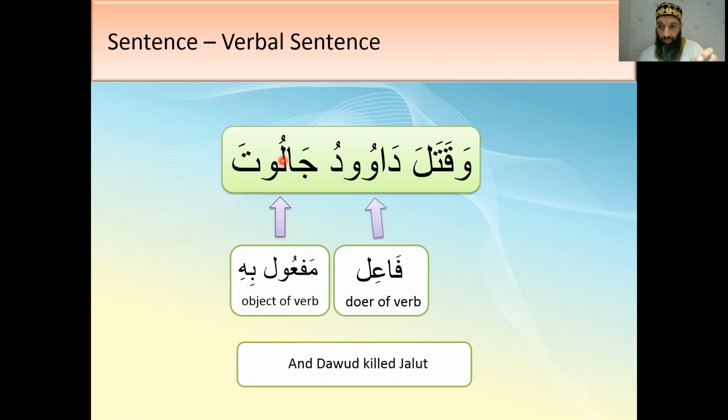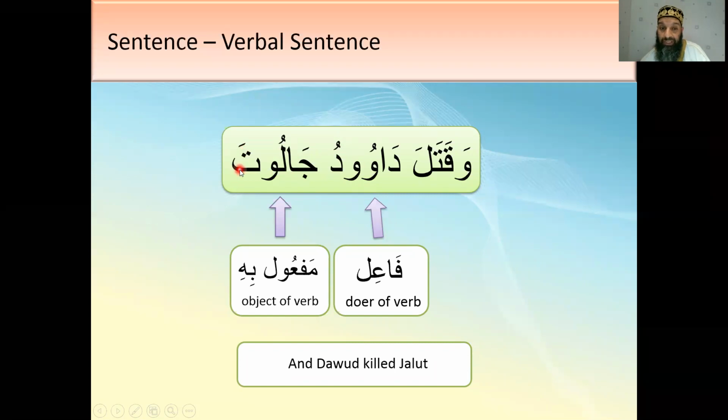Now I hope you understand why you had the headache of, in lesson 3, learning marfu, mansub, majroor. Because without being able to tell if a word is marfu or mansub, you cannot tell what's going on in the verbal sentence. If you didn't know that rule, you would know qatala means he killed. But who killed? Dawood or Jalut? Both of them? Or were they both killed? You don't know. If Dawood had a fatha on and Jalut had a dhamma on, then what does it mean?